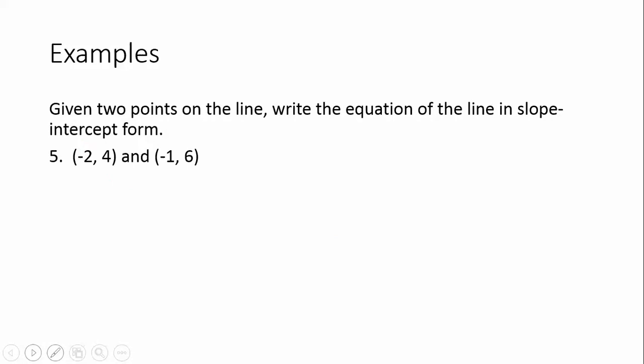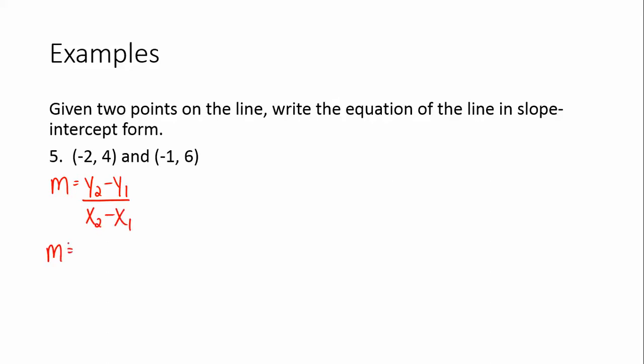The last type of example is the one that's probably most difficult, only because we have the most work to do. Here we're just given 2 points on the line. So we first need to find slope, and then we need to find b. So remember the formula for slope. It's y2 minus y1 over x2 minus x1.